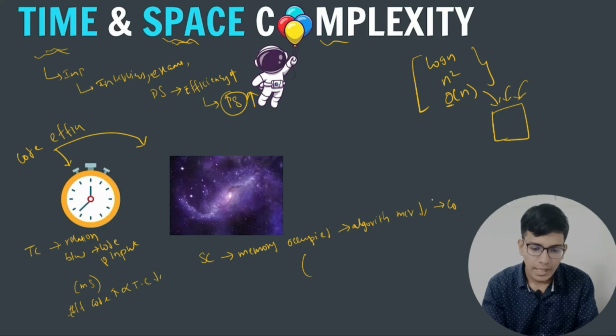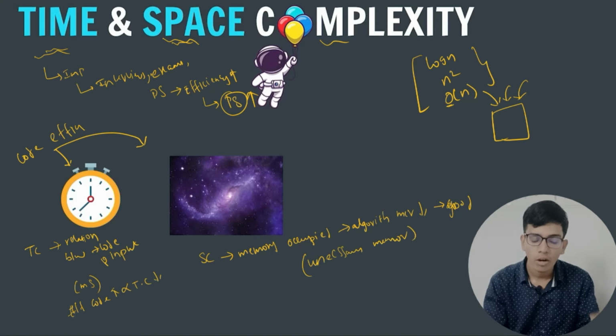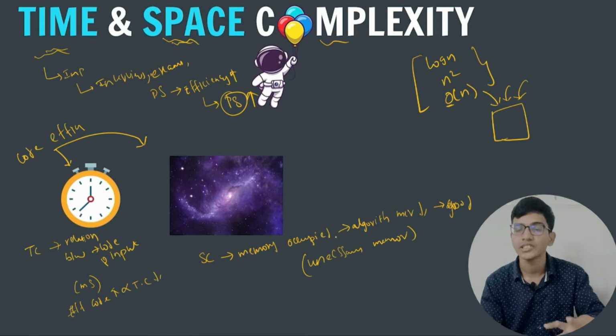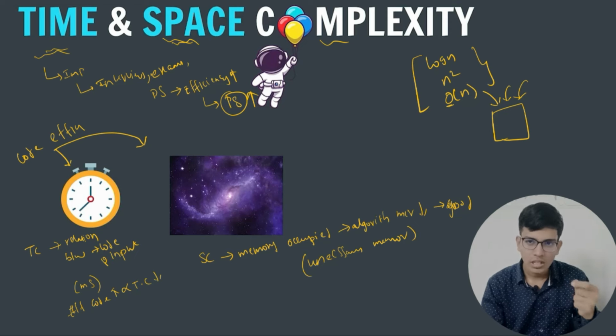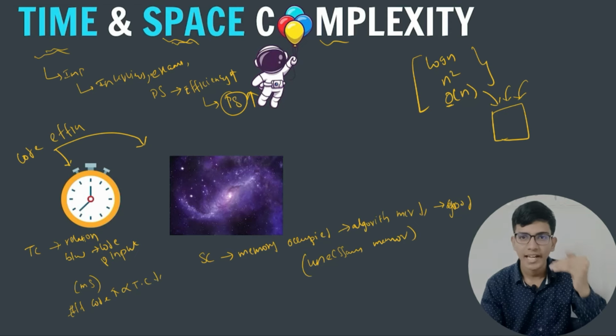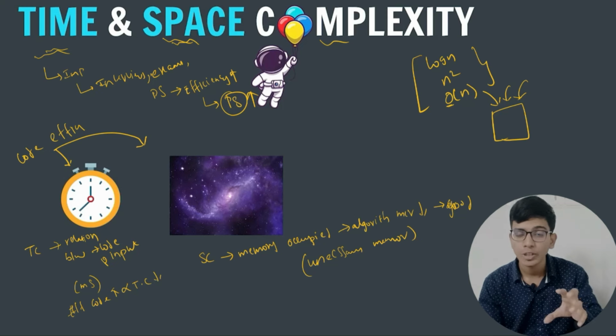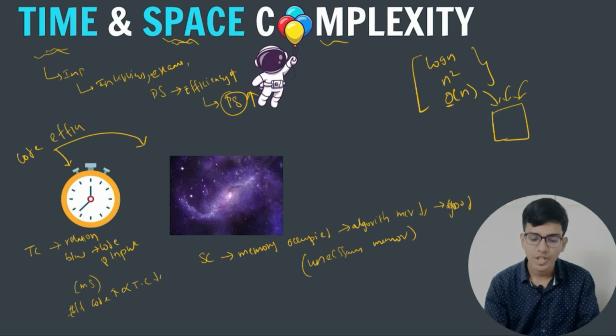So we don't want unnecessary data, unnecessary memory wastage. To avoid that, we'll make our code which has less space complexity. Okay, so whatever code has less space and less time complexity, those codes are considered to be efficient codes. I hope you have understood the concept.